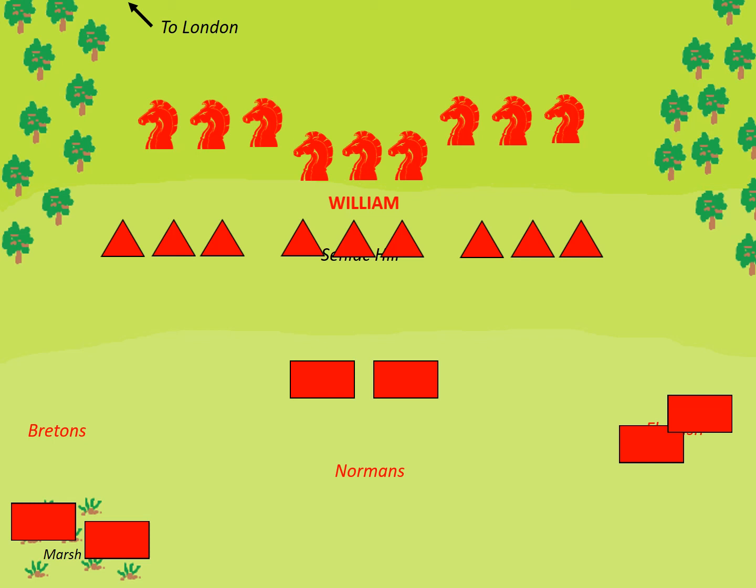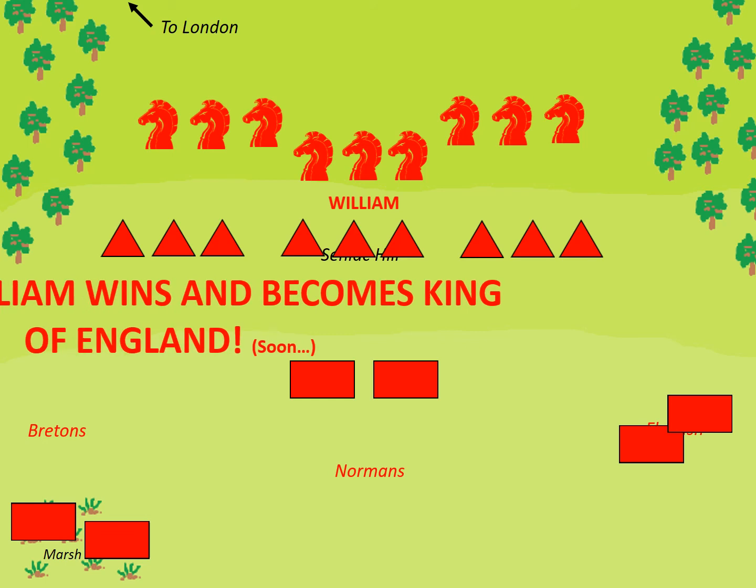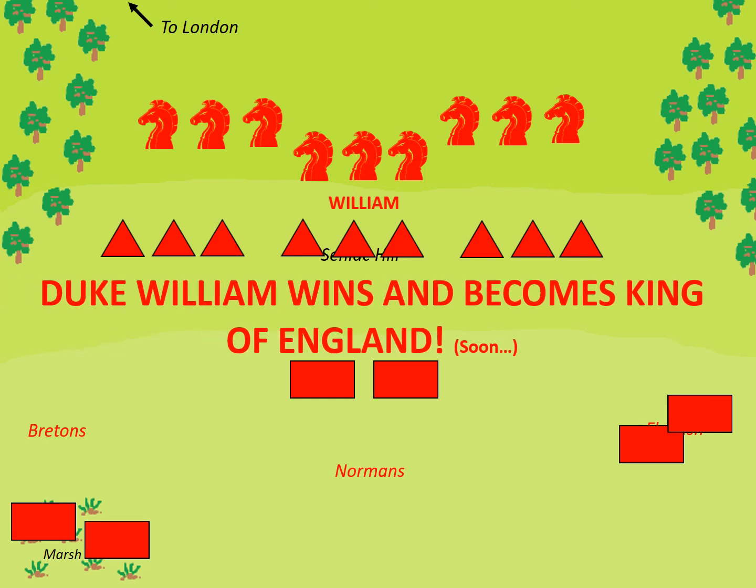So was Duke William now King William the Conqueror? Not quite. He would still need to secure his new conquest, but this was a significant step along the way. So Duke William won, and he became King of England. Soon.